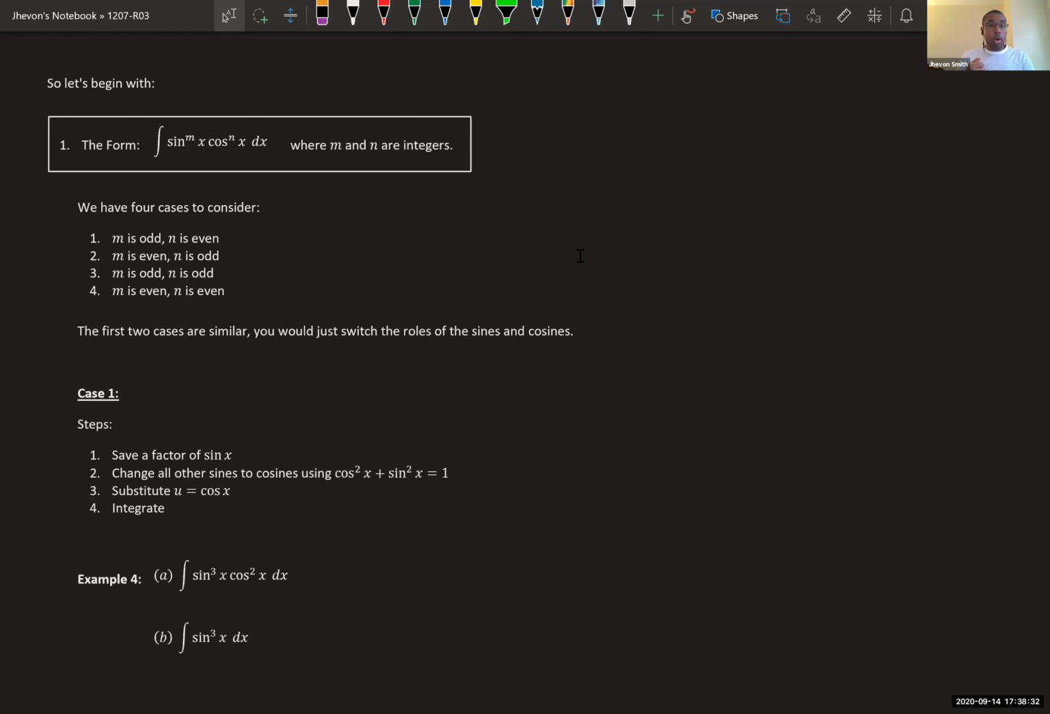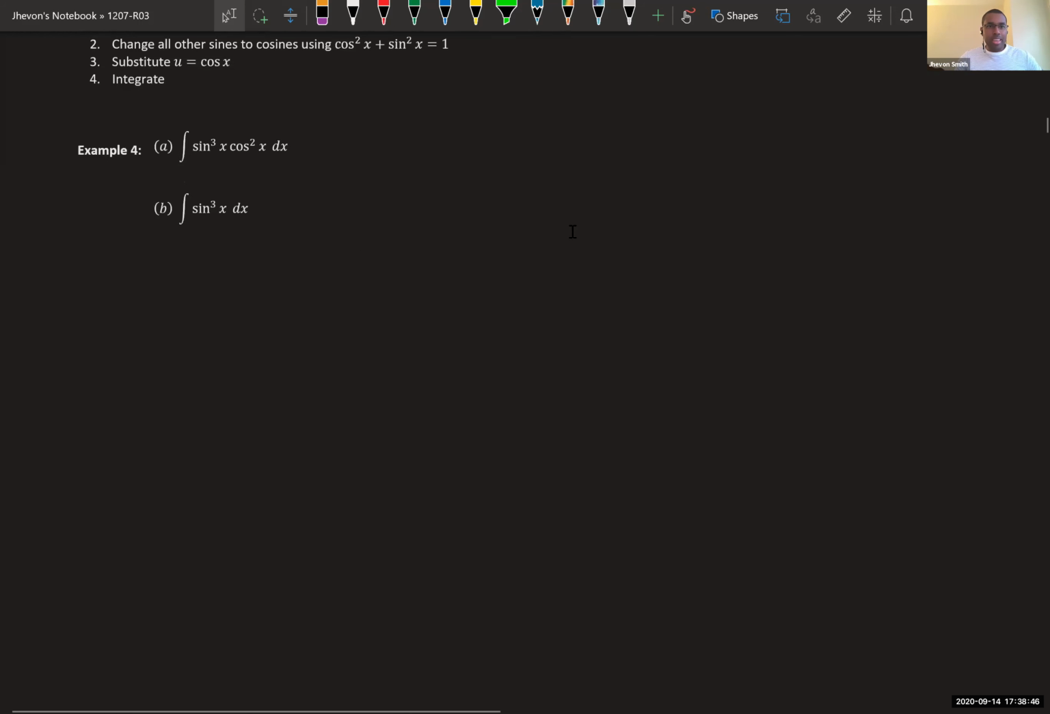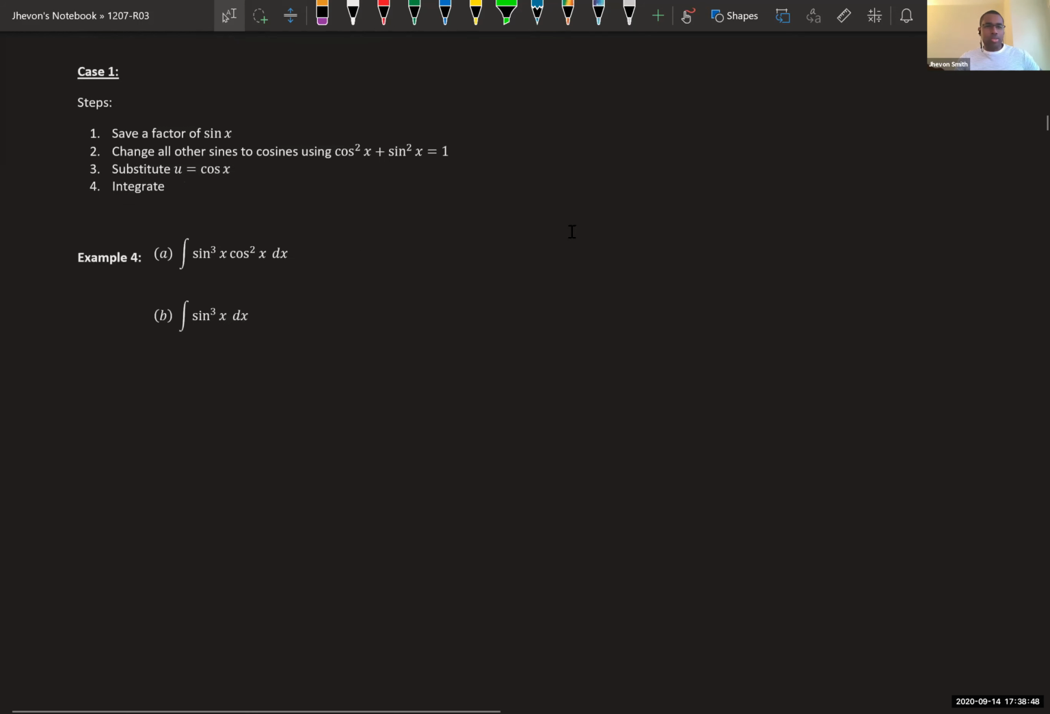Case 3, both are odd. So you have a sine to an odd power and the cosine has an odd power. And the last case is when both are even, and that's dealt with in a different way. So let's jump into case 1. Like I said, conceptually, there's nothing else really to know here. You already know all the pieces that you will need for this section. It's just that now we're putting them together in a different way, essentially.